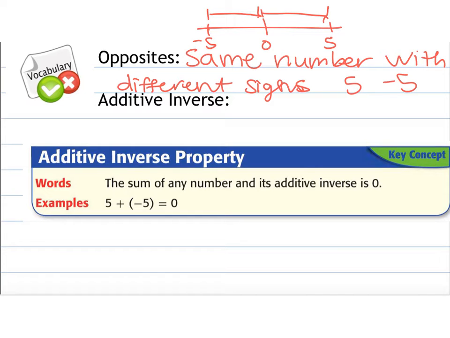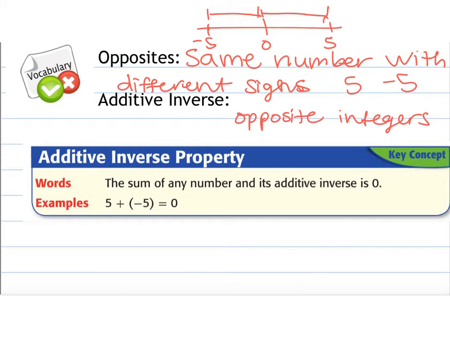This is also called additive inverses. So two integers that are opposites, those are opposite integers. So two words basically with the same meaning.